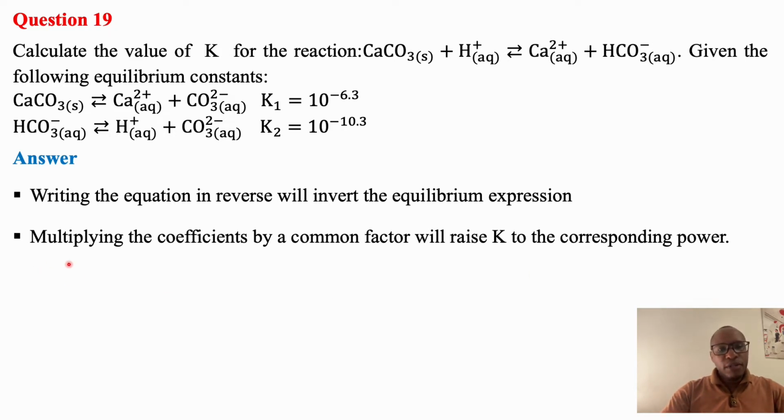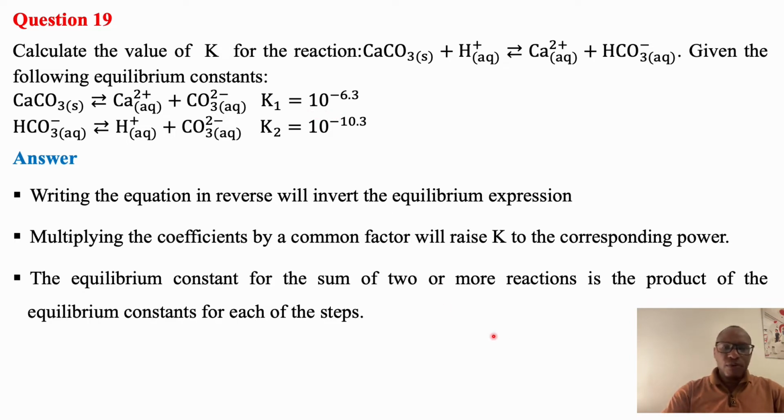Again, when you are multiplying the coefficients by a common factor, when for example you multiply by 2 here or you multiply by 3 here, that means the equilibrium constant will be raised to the power of that value. For example, if you multiply the calcium carbonate equation, the first equation, by 2, that means this equilibrium constant will be raised to the power of 2.